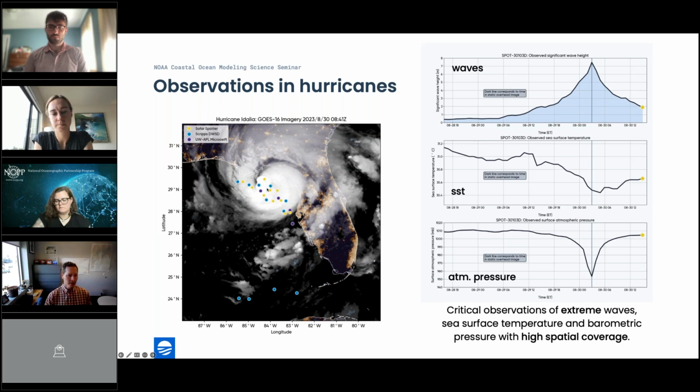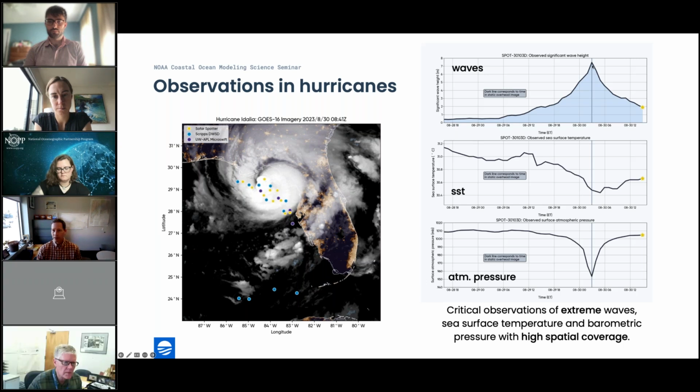So here's the array itself, all these different symbols here, and then here's the satellite image of the form of the storm as it passes over. And then here's one particular example of what an individual buoy sees. It of course sees a significant wave height ramp dramatically as the storm comes over, in this case peaking at 7 or 8 meters. I think we've seen up to 10 in some other examples.